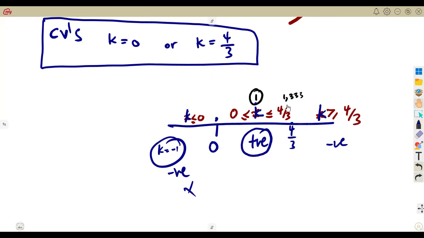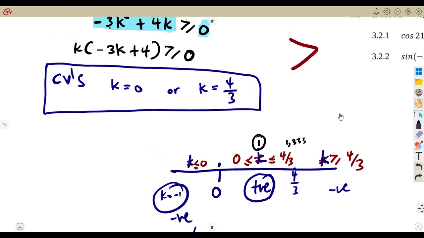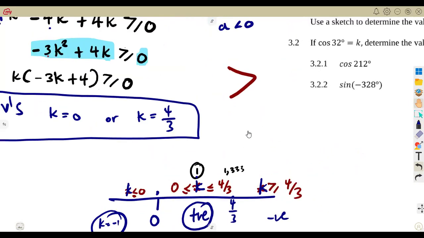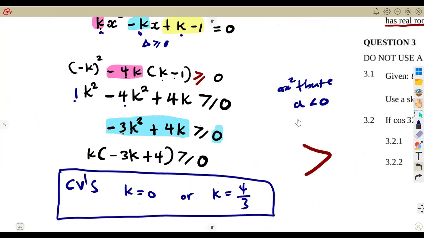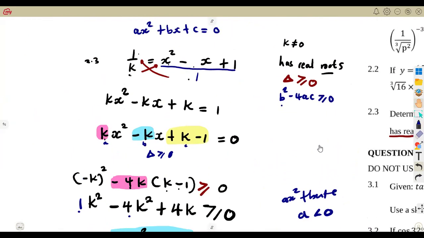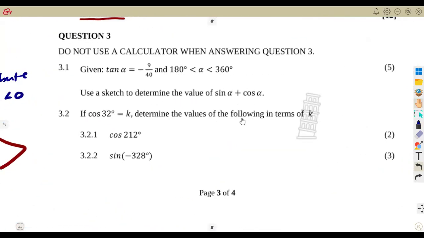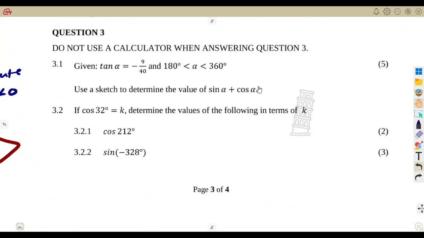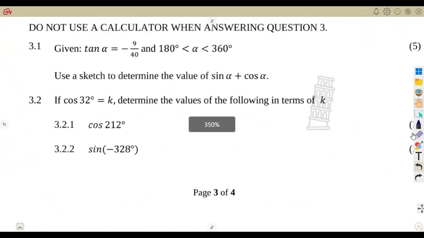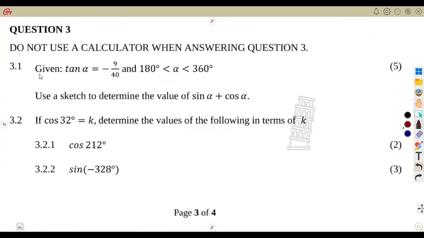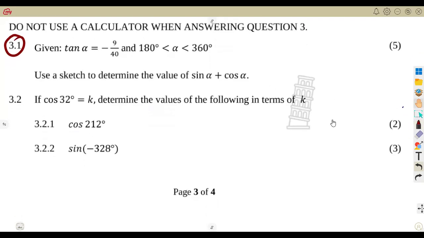So I want you to try with the method that you are used to, but I explained both methods, graphical and the number line, separately. So find time to work out each method separately so that you choose which one is best in your calculations. On question number 3, which is the part of our trigonometry, we were told, do not use a calculator when answering question number 3. Okay, that's good. 3.1, given the tan of alpha is -9 over 40.